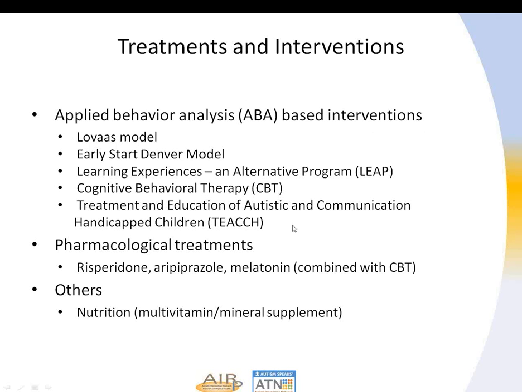The main interventions for children with autism are applied behavioral analysis-based interventions such as the Lovaas model and the Early Start Denver Model. Medications are mostly used for challenging behaviors such as repetitive behavior, hyperactivity, and noncompliance.